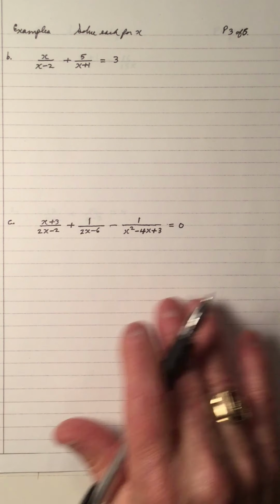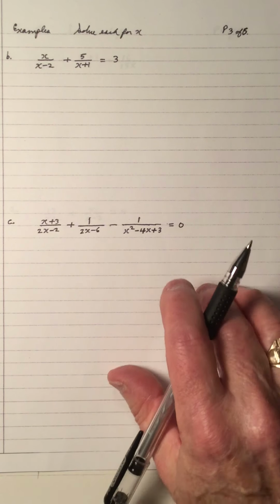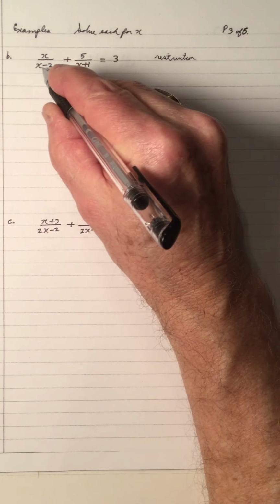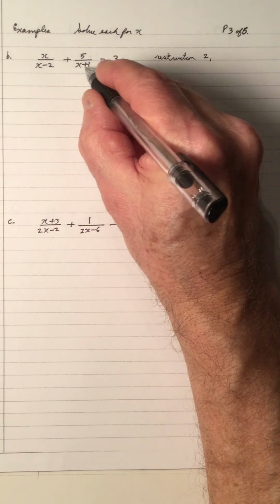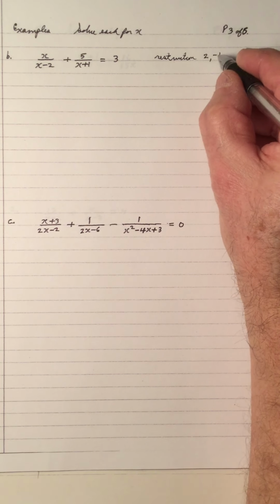Another example. Again, there's no subtraction, so no opposite. Let's look at the restrictions. The restrictions are x minus 2, so we got a 2, and x plus 1, negative 1. So that's the two restrictions.